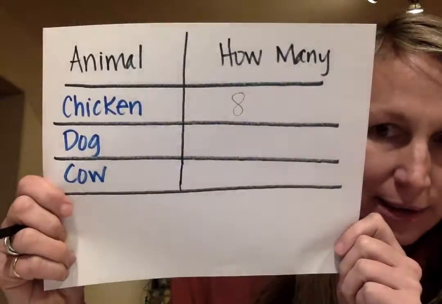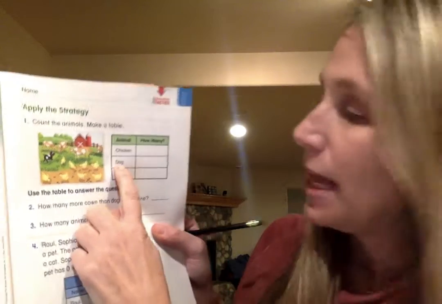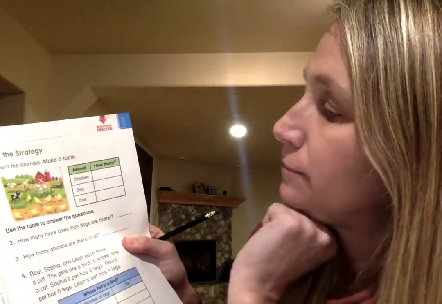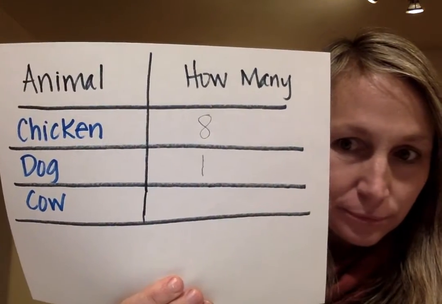I always like to double check. 1, 2, 3, 4, 5, 6, 7, 8. Do you agree with 8? So on our chart, we would then write 8. Okay. Next says dogs. How many dogs do you see here? You're right, I saw 1 too. Looks like a cute dog. We're going to mark 1 on our chart.